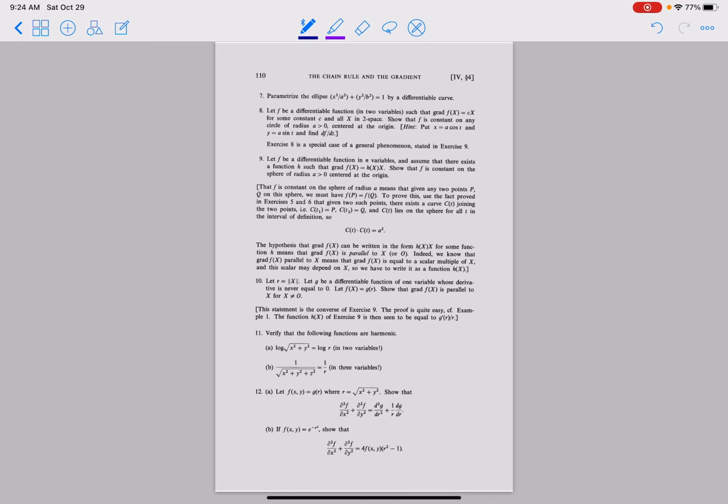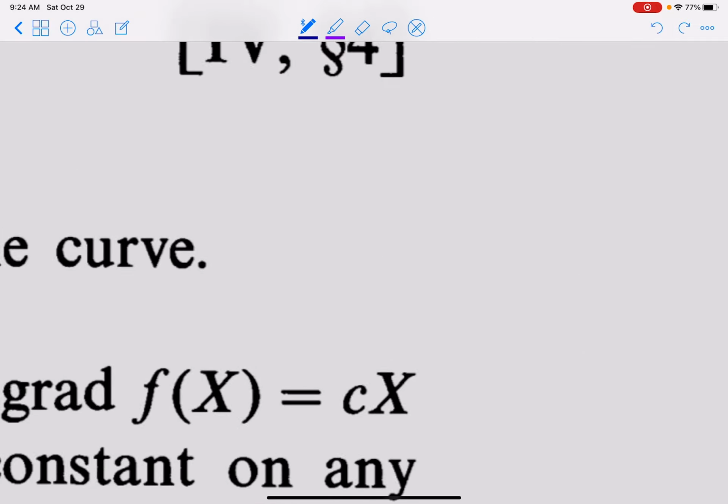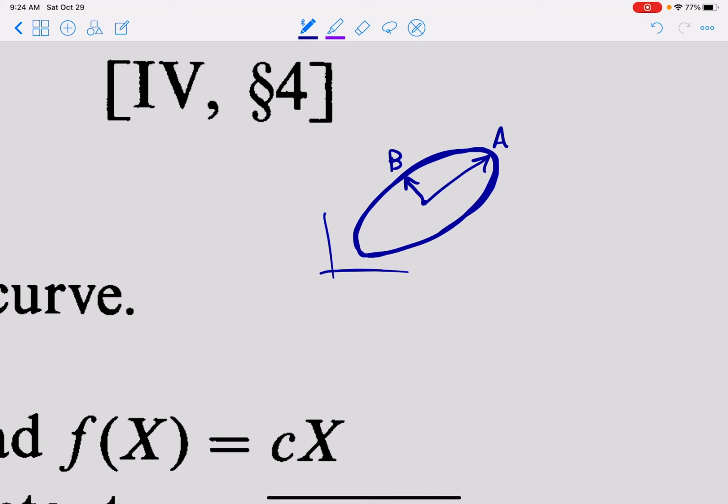Okay, let's do number 7. Parameterize the ellipse by a differentiable curve. So what does an ellipse look like? There can be ellipses centered at other places, but those are harder. Essentially what we'd use is this vector and this vector, and then we're going to do cos t a plus sine t b.